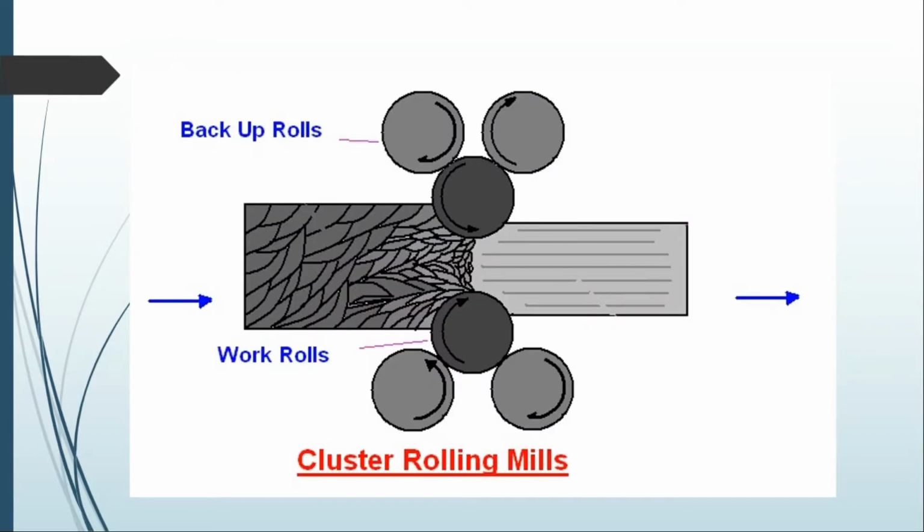Okay, so cluster rolling mills, that means we have more than 2 rollers. So you can see 3 we are using, and we are going to make maximum reductions. Work is coming here and it is moving out from this direction.